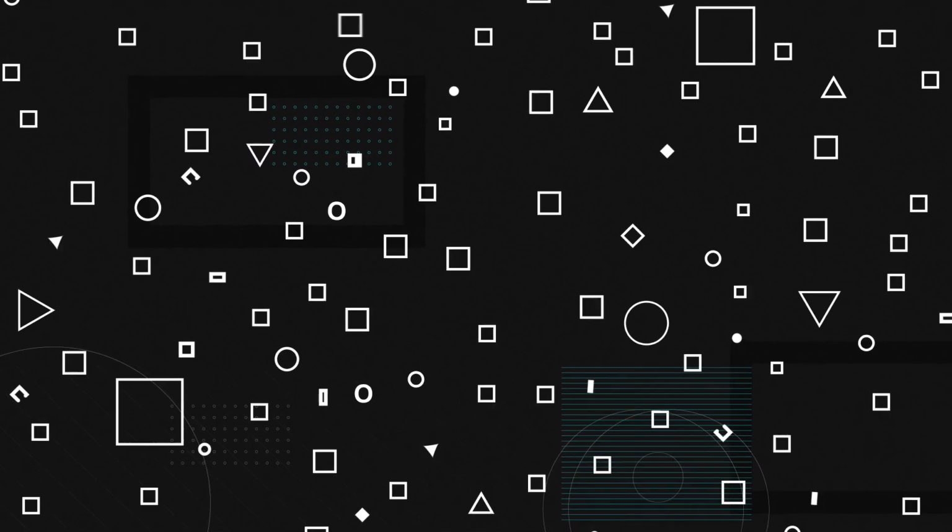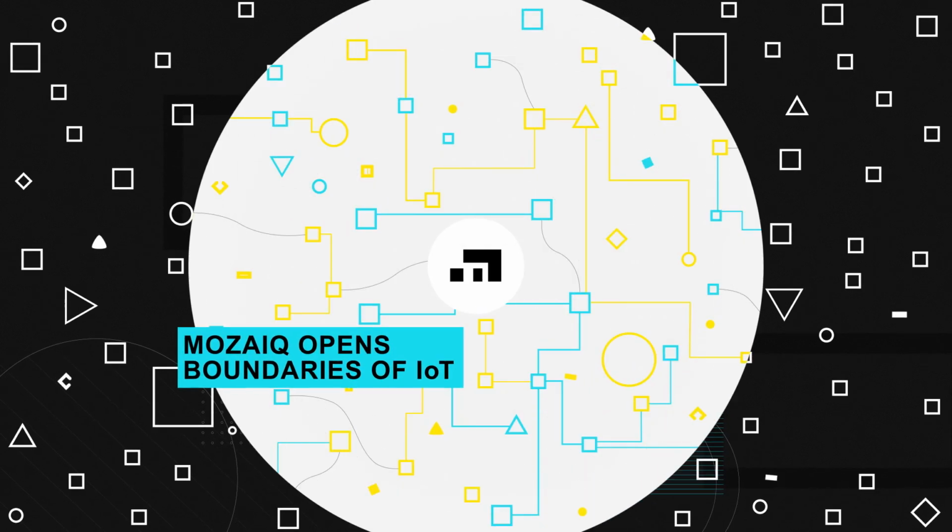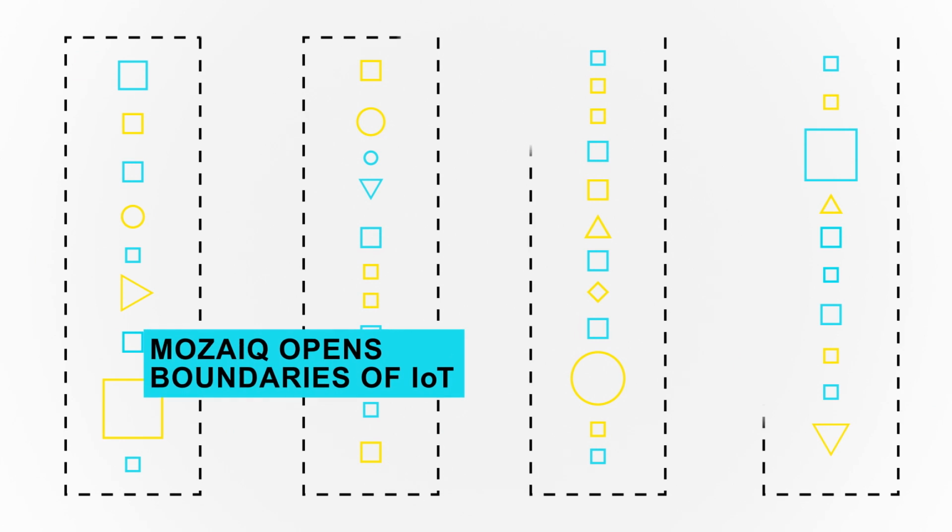It started with one device. Today, billions of things are connected. The Internet of Things is an ever-growing world with endless new possibilities. Too complex? Mozaiq opens boundaries for the IoT.